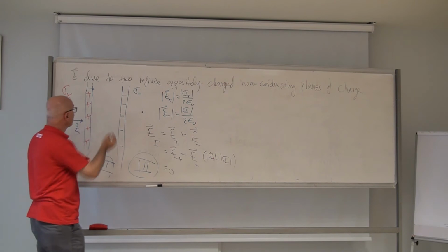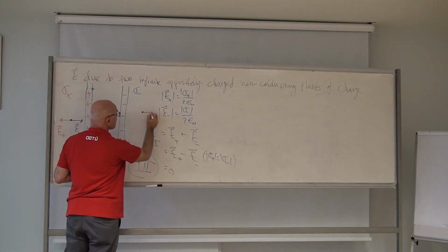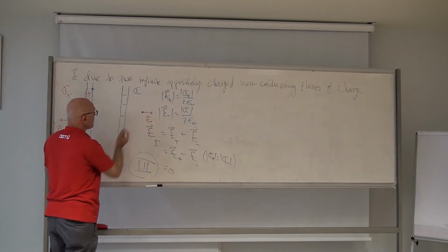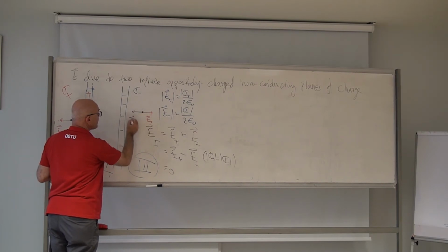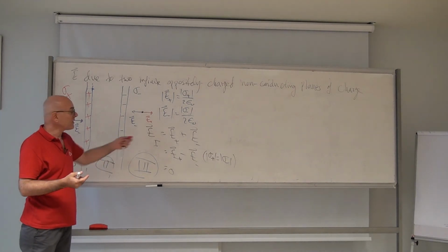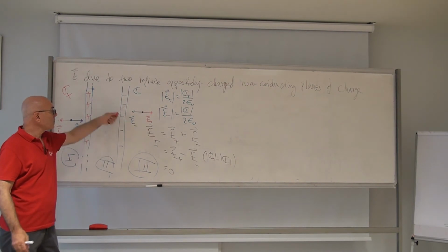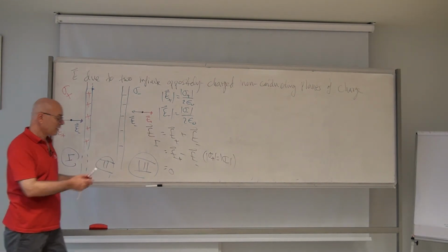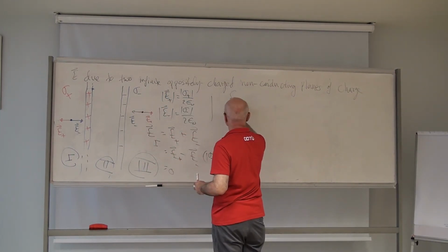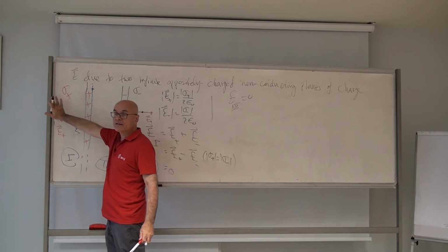Now, it is evident that you can repeat the same argument for points in region 3. In region 3 here, this will be the direction of E plus, and this will be the direction of E minus. Again, E plus and E minus are equal in magnitude, given that sigma plus is equal to sigma minus as a magnitude, and their sum will also give 0. So I can immediately write that E3 is equal to 0. I have no field in this region, and no field in this region.